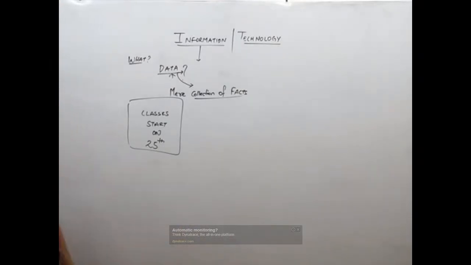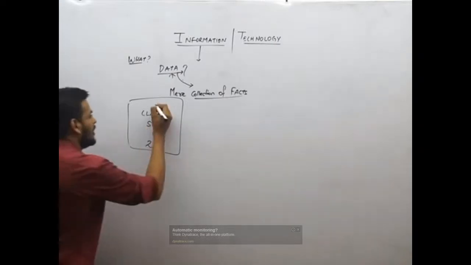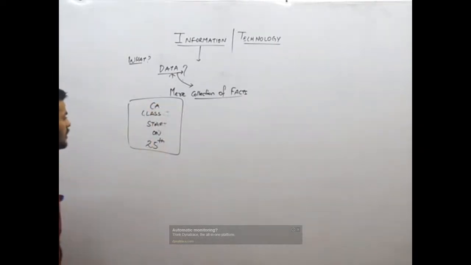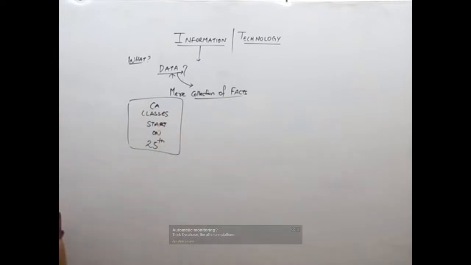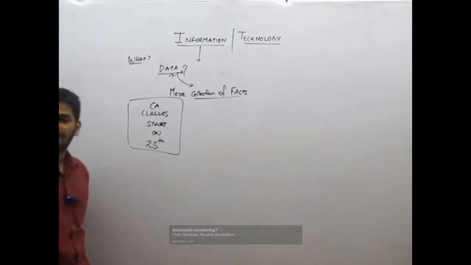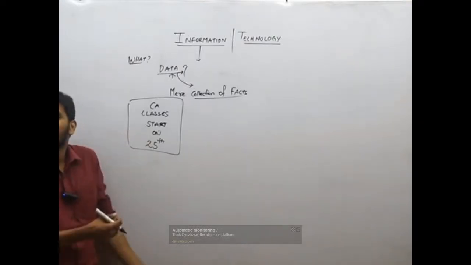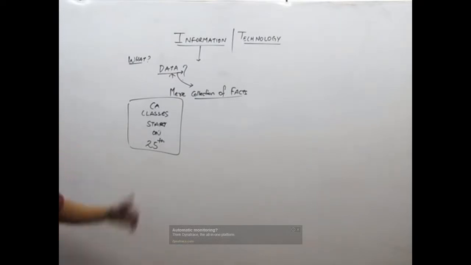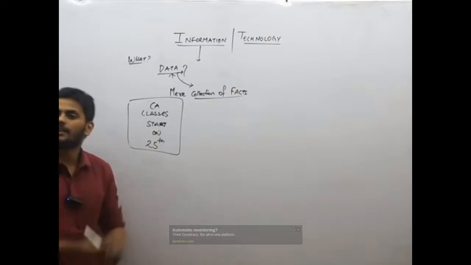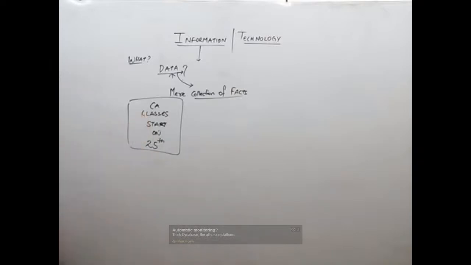Now, the same set of people are walking on the road, but they see this banner, where CA classes start on 25th. Now the medical student who walks past, the engineering student who walks past, they'll simply walk past it. They won't give any second thought to it. Why? Because is it giving greater clarity than the first example or not? Yeah. So with a little more information, with a little more clarity, we are able to understand.